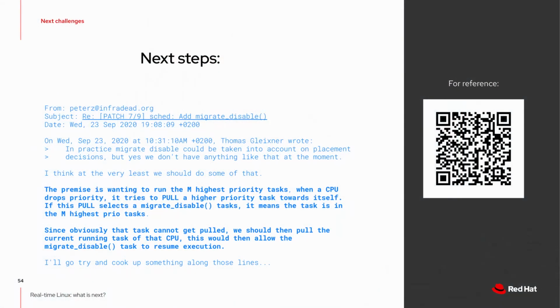But we are trying to find a way out from it, and Peter came with an idea which is very promising. So his idea is, instead of trying to migrate the thread that was preempted, when the CPU 1 goes idle, it would try to pick the running thread if the thread that it was about to pull was the one with migrate disabled, right? And this should recover the work conservation of the processor.